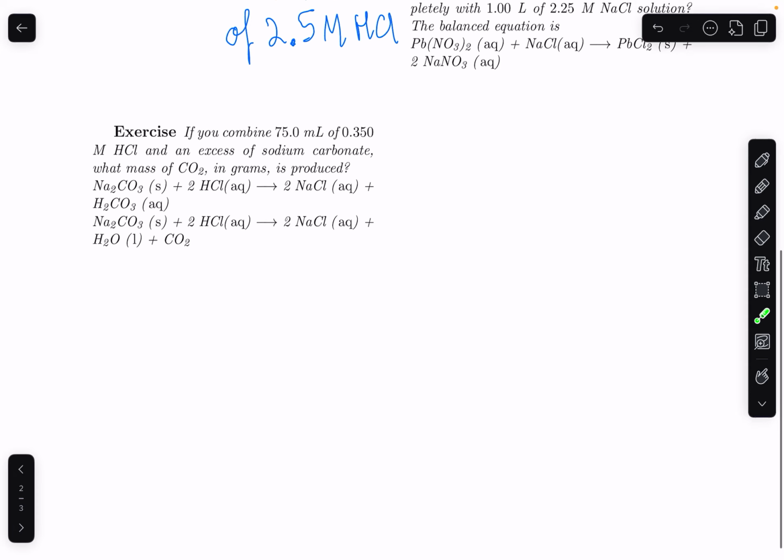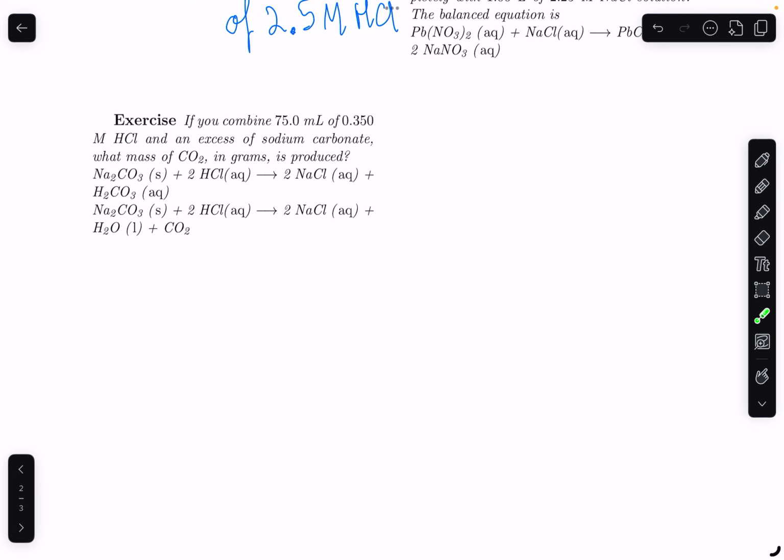Okay. The exercise is similar, but it's if you combine 75 mils of 0.350 molar HCl, so a more dilute, and excess of sodium carbonate, so lots of sodium carbonate, what mass of CO2 in grams is produced.